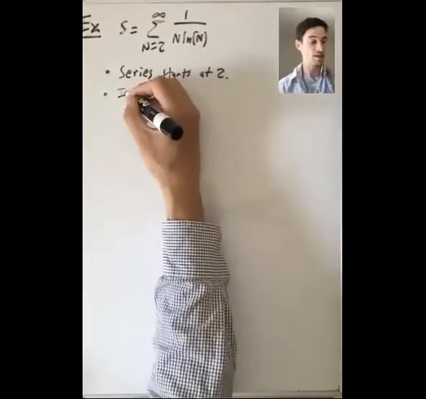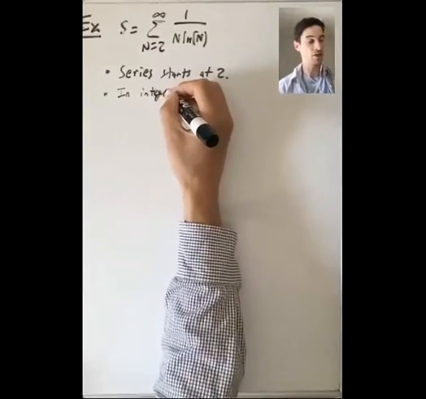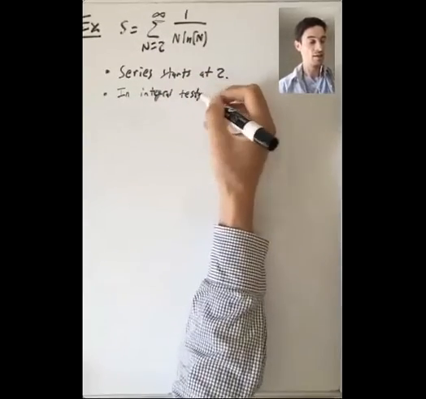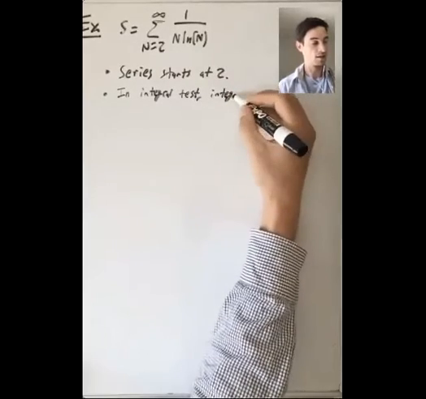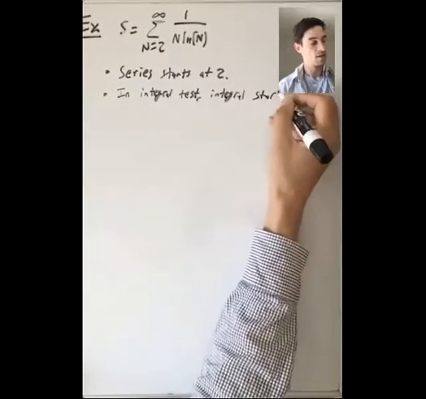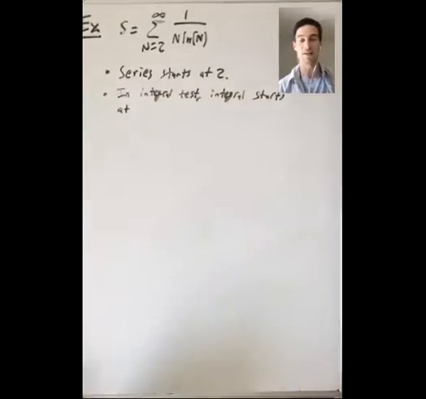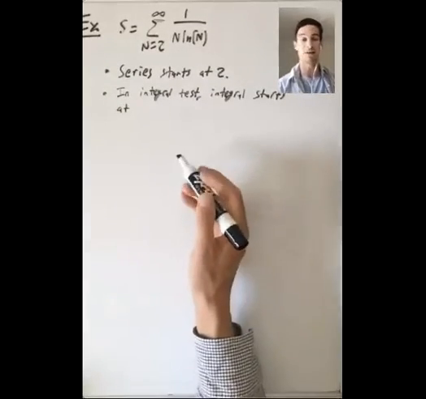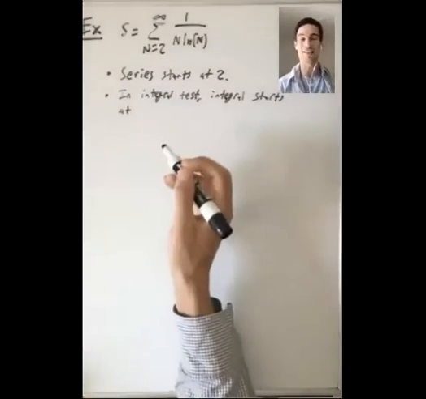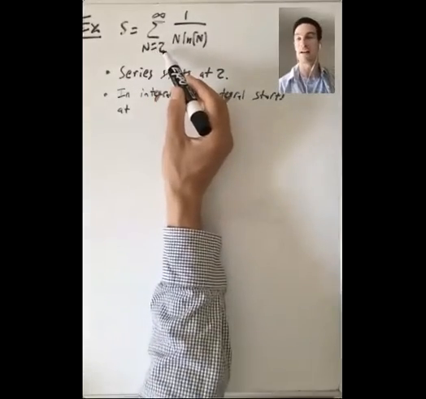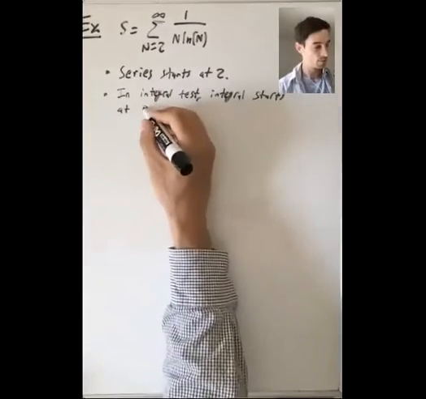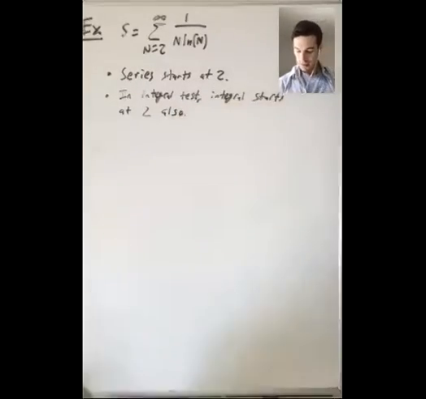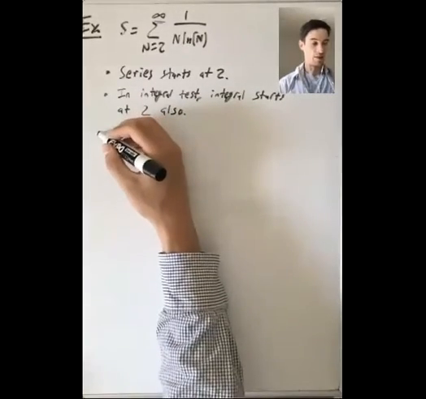So in the integral test, the integral should start at 2 as well. There's a version of the integral test where your series starts at any number. It could start at 10, it could start at 1,000, and you're just comparing the sum from n equals somewhere to infinity to the integral from that same somewhere to infinity. But in practice in this class, the only examples we'll see start at like n equals 1 or n equals 2. Okay, so that's a first thing that I wanted to point out.